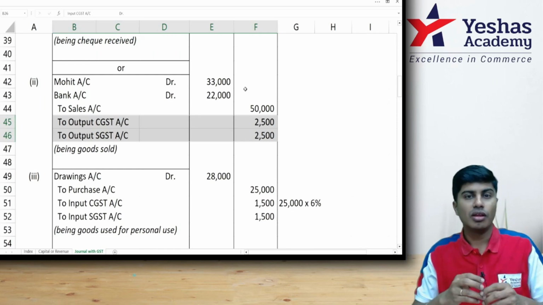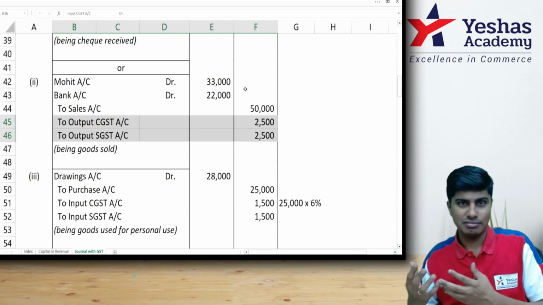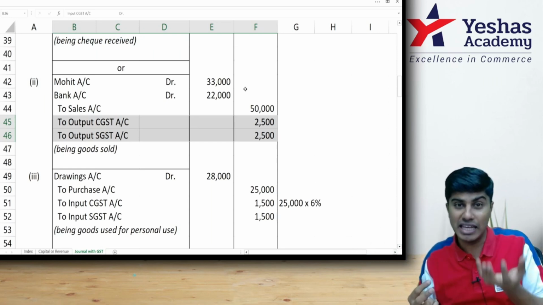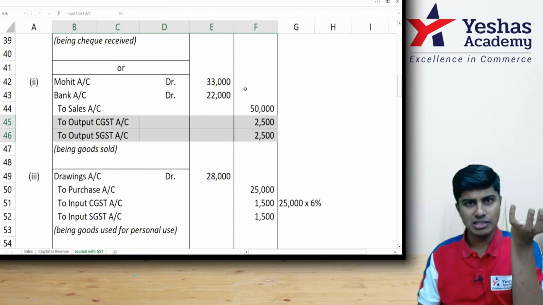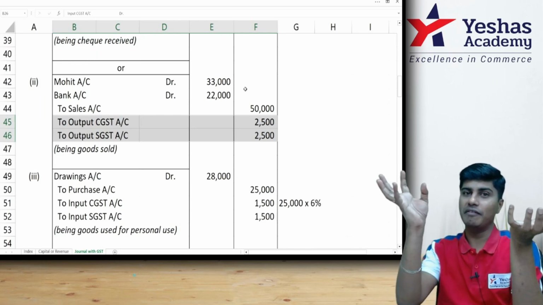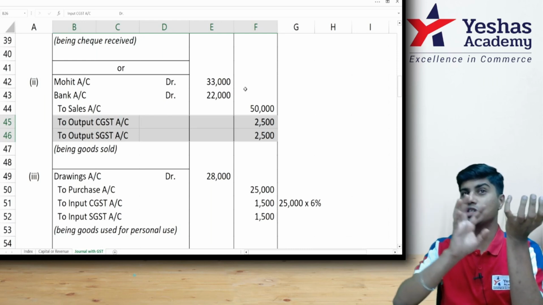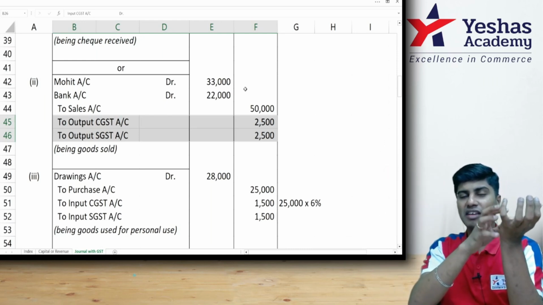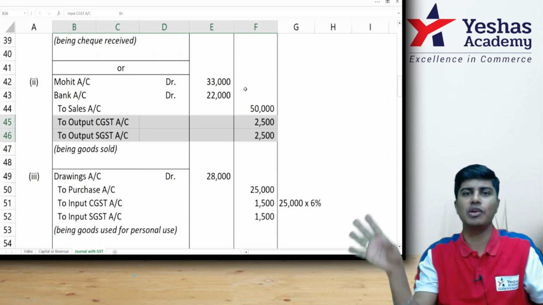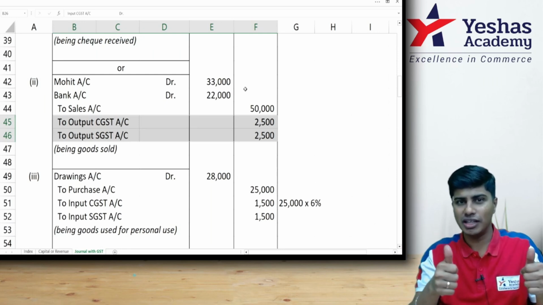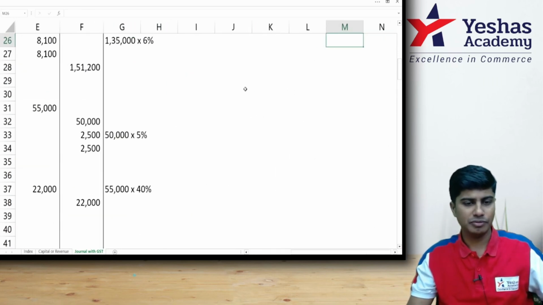The amount which is collected on sales will not be paid to government. It will be kept with us. The amount which is already paid will be deducted. If the excess amount is remaining, then we'll pay. If there is shortage, then we will not. Did you understand? I'll give you a better example. Focus here.